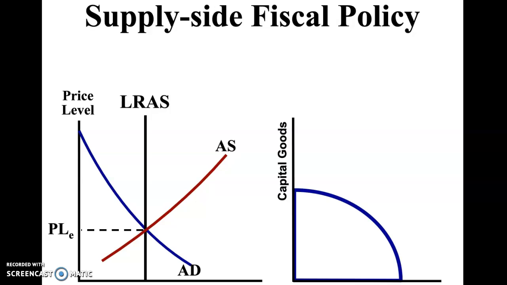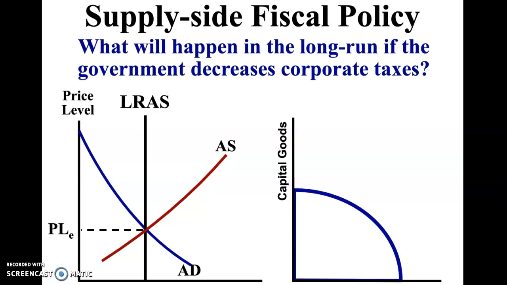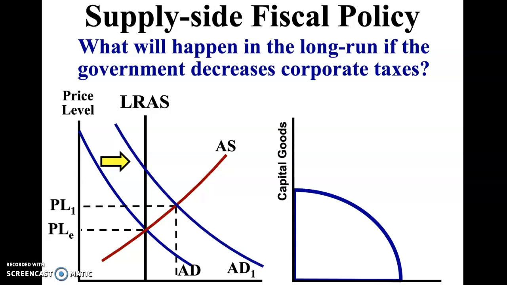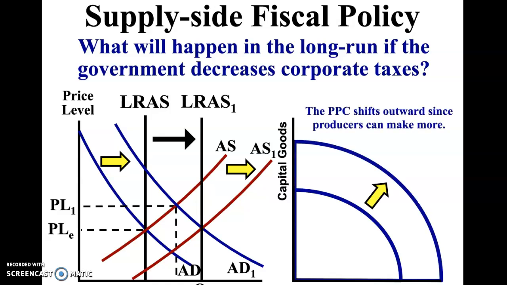So supply-side fiscal policy: in the long run, if the government decreases corporate taxes, in theory, what that means is the money saved is then going to be used to buy physical capital, which is an increase in investment spending. That would give you more production and lower your costs per unit, which would then increase your long-run aggregate supply. So your PPC would shift because you're investing in that physical capital.